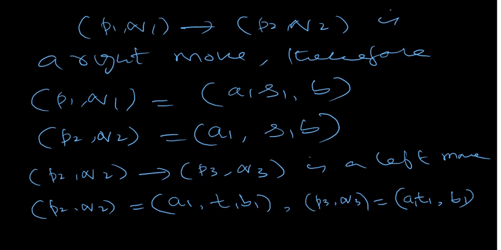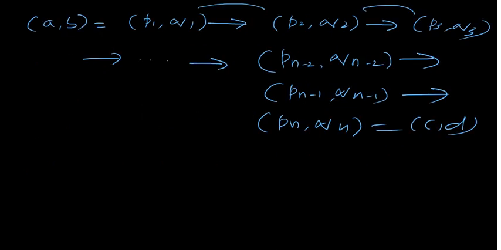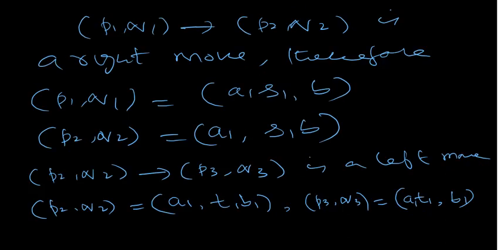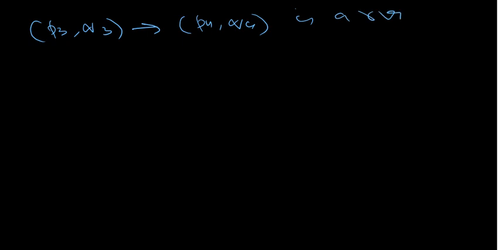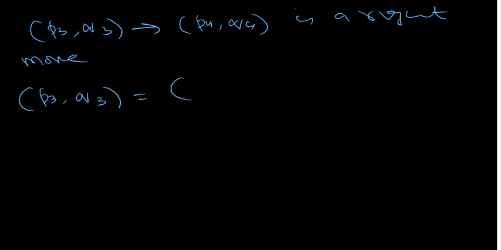Now let's do one more transition, which is P3 Q3 to P4 Q4. It's a right move, so that means we have a factorization for P3. So P3 is of this type.